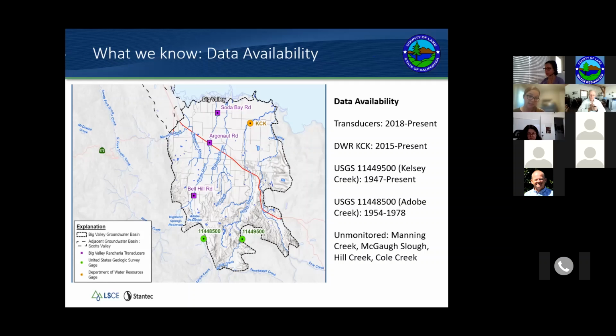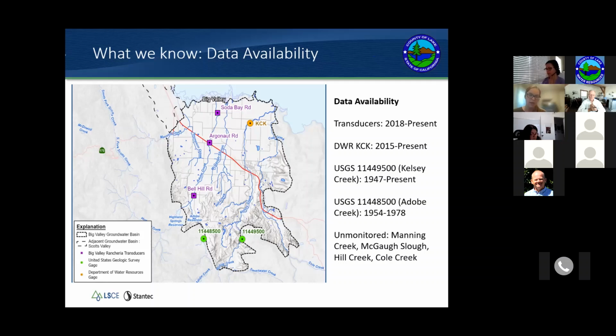It's kind of at the uppermost part of Adobe Creek. And that is discontinuous data, and we don't have it for present day. It was only from 1954 to 1978. So that's a little bit of a historic record and not complete in terms of giving us current conditions, but it is still helpful nonetheless.